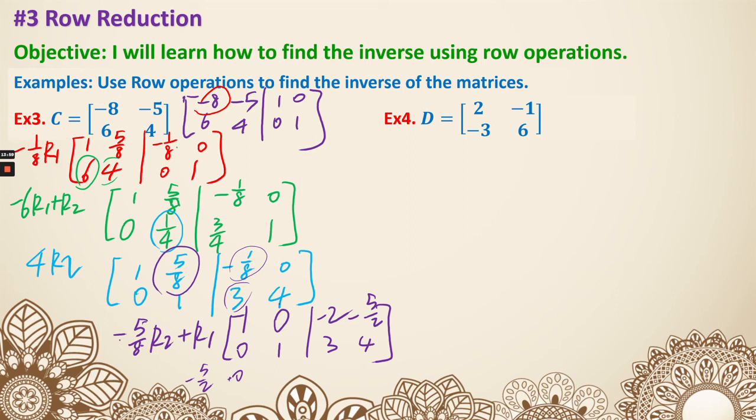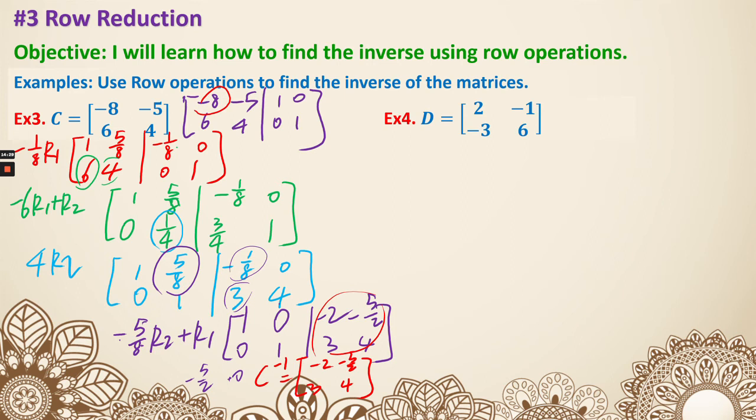Oh, actually, not a negative. I just realized. Oh yeah, yep, it is -5/2. So that is the inverse. Now we can write down the final answer. My C inverse is going to be -2, -5/2, 3, and 4. That is my answer. Last one, example 4.